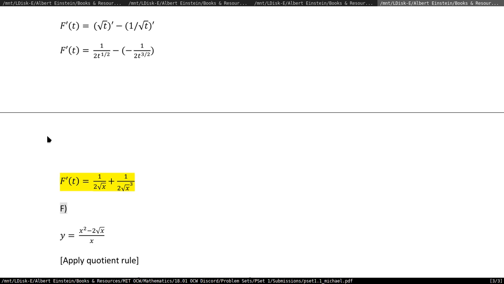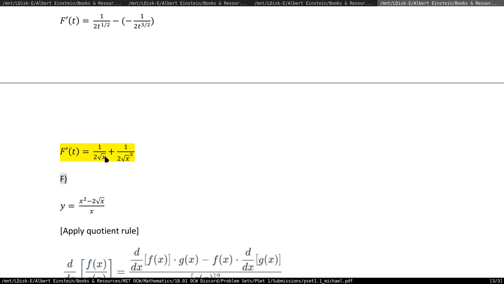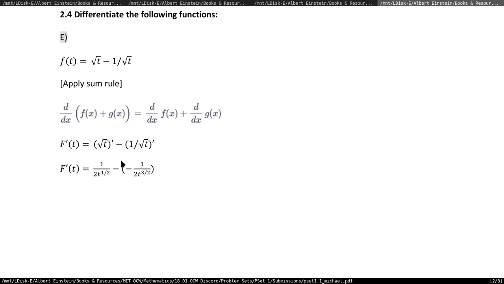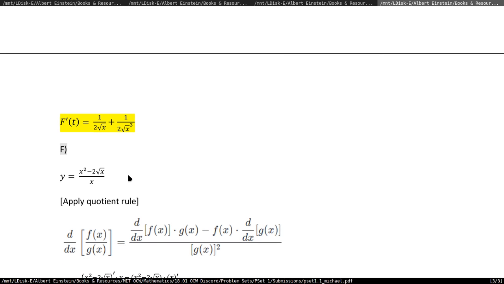Right. Yeah, that's the answer. Yeah, I just need to replace this x with t. I think you mixed up the variables, but yeah.